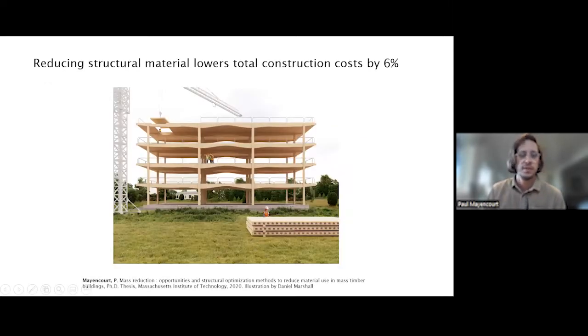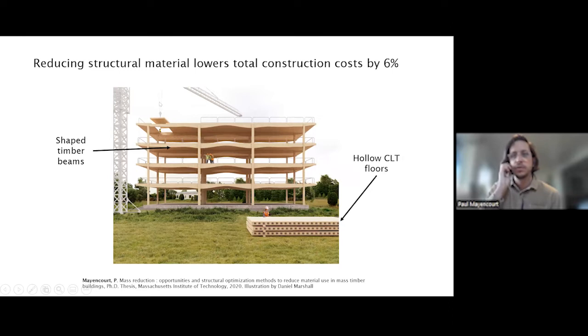So I'll apply some of these ideas to my research, and I'm going to talk about two of these today. One is going to be shaped timber beams, and then the other one is going to be hollow CLT floors, both different strategies to remove material in the elements. And if you combine these strategies into a regular mass timber building, it can lower the total construction cost by about 6%. And in some cases, that can tip the balance in terms of competitiveness for the material.